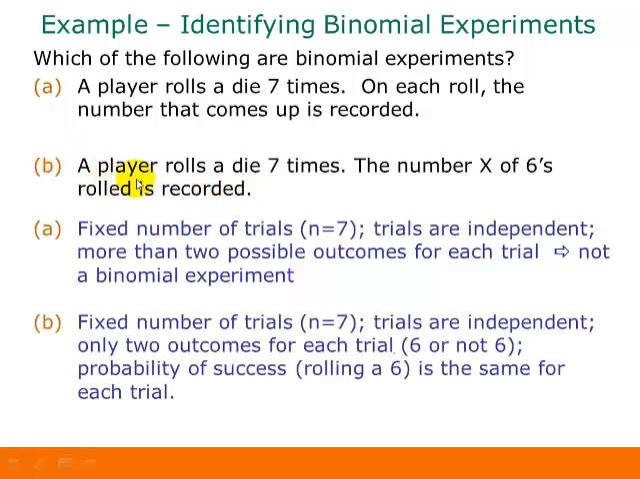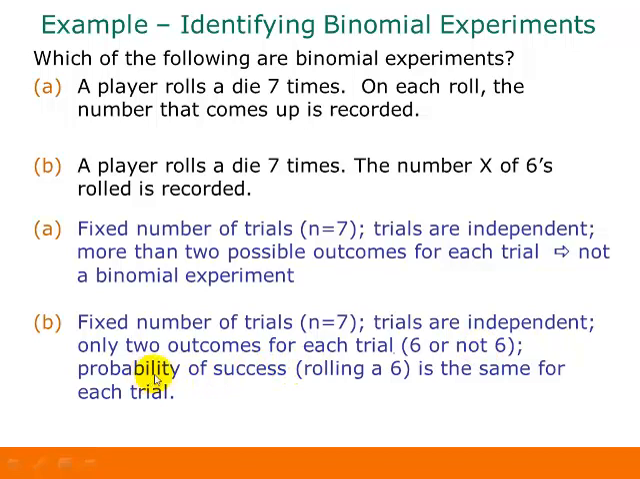Now this next experiment: a player rolls a die 7 times and the number of 6s that comes up is recorded. This is the same setup to start with. We have 7 trials, the trials are independent, and now we have only 2 outcomes for each trial because all we're paying attention to is whether the die comes up as 6 or something else. So our 2 outcomes are either 6 or not 6. So we're meeting that requirement.